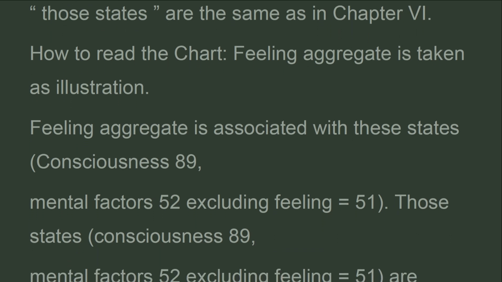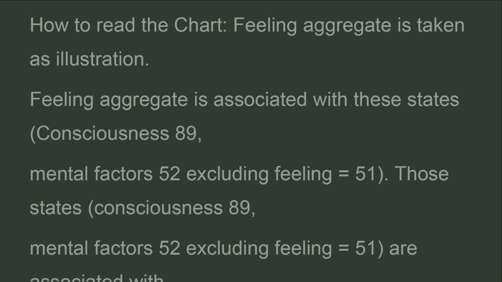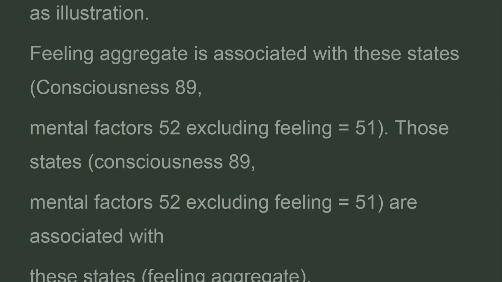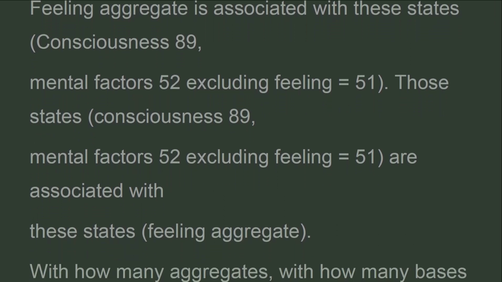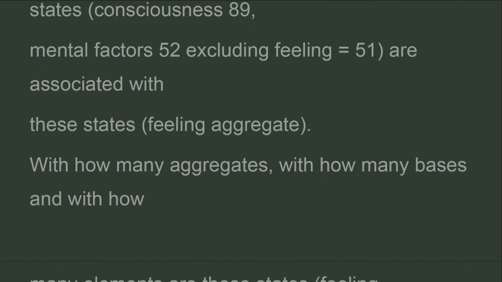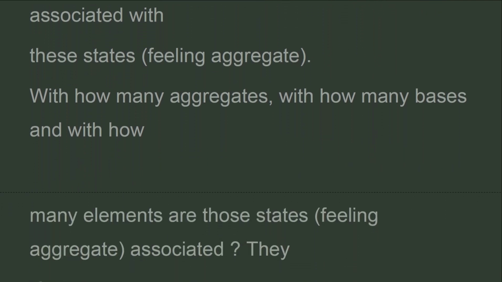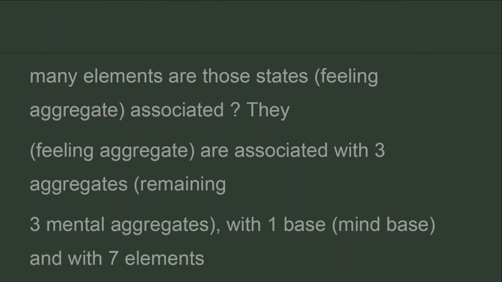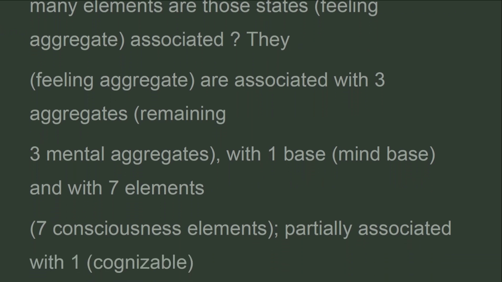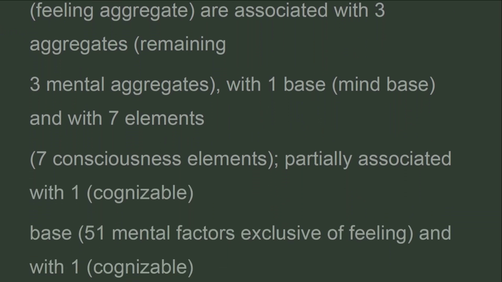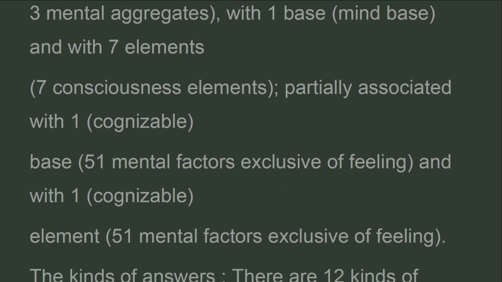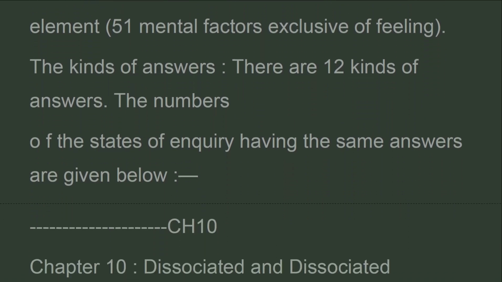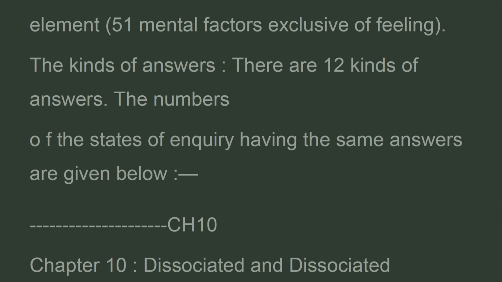How to read the chart? The feeling aggregate is taken as illustration. Feeling aggregate is associated with these states. Those states are associated with these states. With how many aggregates, with how many bases and with how many elements are those states associated? They are associated with 3 aggregates, with 1 base and with 7 elements. Partially associated with 1 base and with 1 element. The kinds of answers: there are 12 kinds of answers. The numbers of the states of inquiry having the same answers are given below.